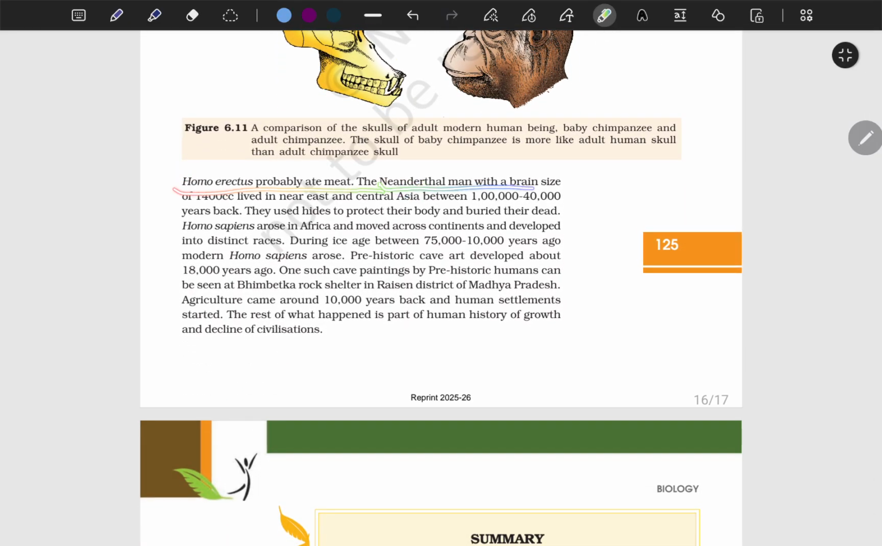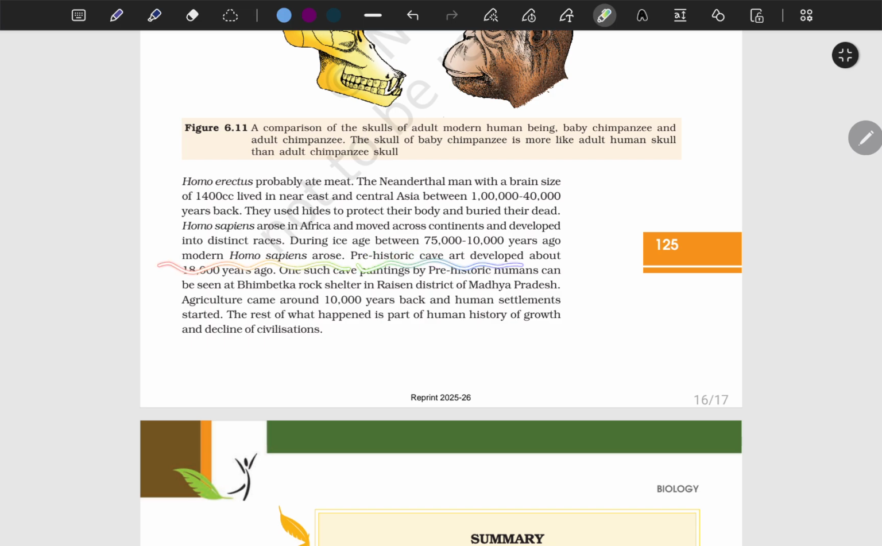The Neanderthal man with a brain size of 1400 cc lived in the Near East and Central Asia between 1 lakh to 40,000 years back. They used hides to protect their body and buried their dead. Homo sapiens arose in Africa and moved across continents and developed into distinct races. During the Ice Age between 75,000 to 10,000 years ago, modern Homo sapiens arose.